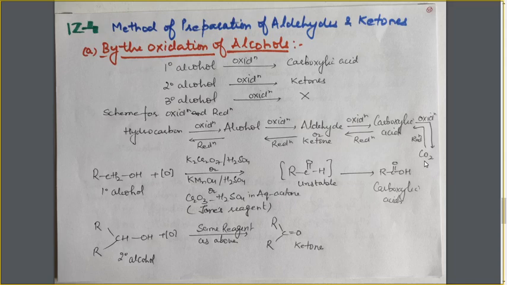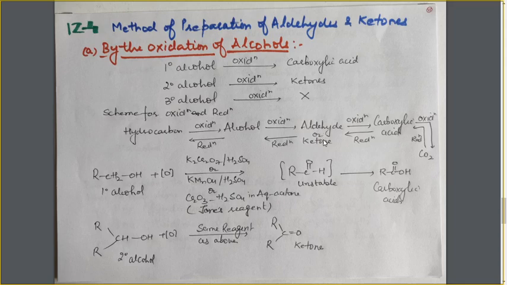So reverse will be the sequence. We will get the carboxylic acid, then on further reduction it will give us the aldehyde and ketones, on further reduction alcohols, and on complete reduction it will give us the hydrocarbon. The condition will be different. You have to use different reagents for these processes, but this is a simple chart.